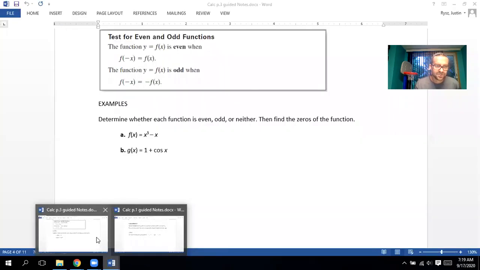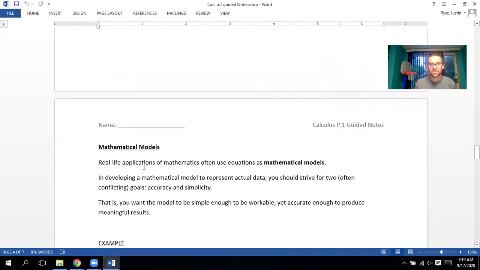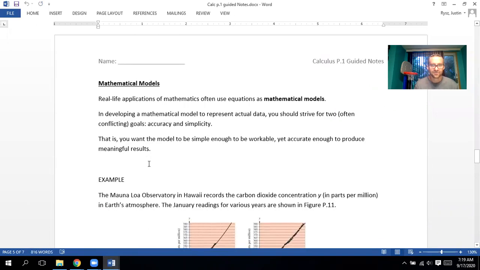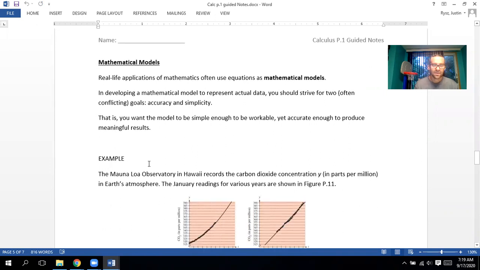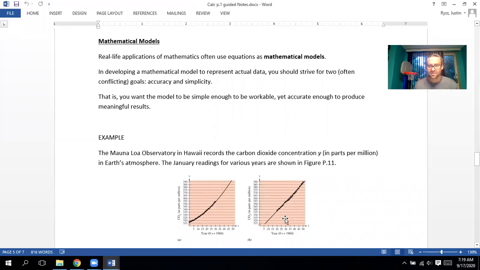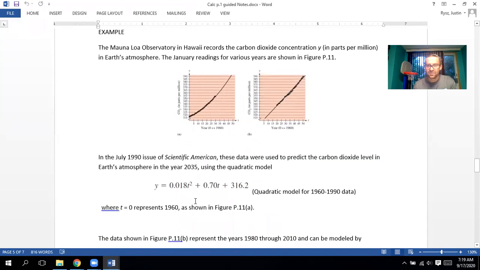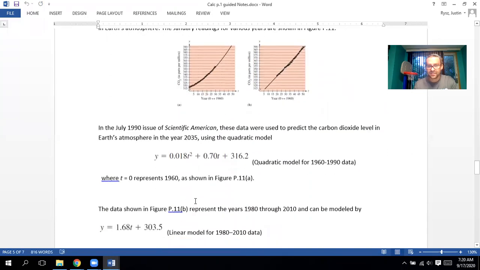Okay, now to finish the notes here, we'll go through this pretty quickly because this year we'll be cutting out this section, or abbreviating it: mathematical models. So remember, real life applications of mathematics often use equations as mathematical models, meaning most of the time, especially in this figure here, real life situations don't follow an exact line or an exact equation, but something close enough. And we can use that information just to predict.